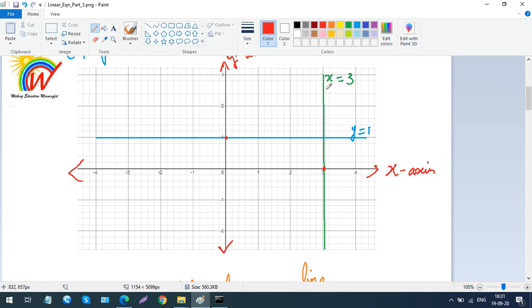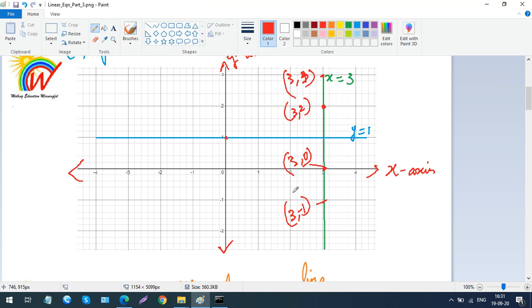So x equals 3 means for all the points on this line, x is always 3. Like, this point will be written as 3 comma 2. This is 3 comma 4. 3 comma 3. This is 3 comma 0. Okay, this is 3 comma minus 1. So only your y is changing. See, the y values are changing, x remains constant.